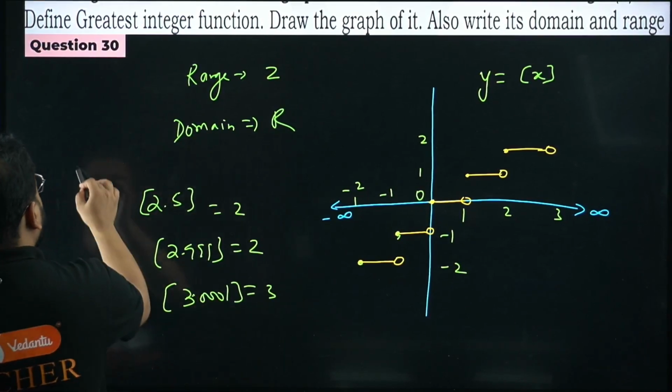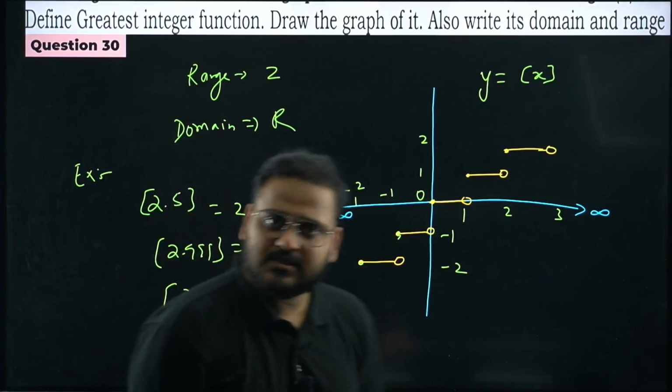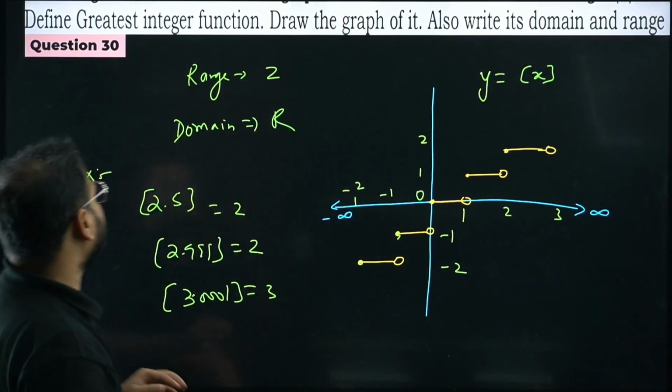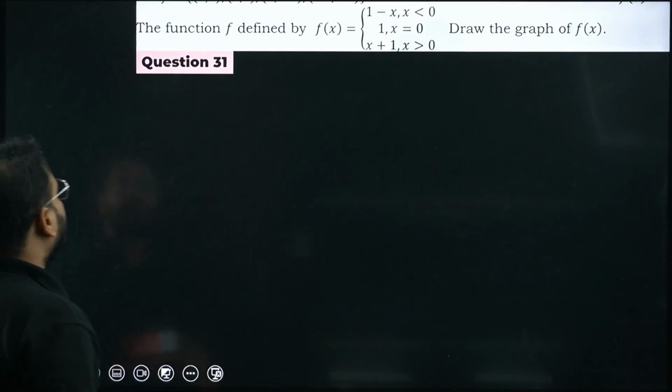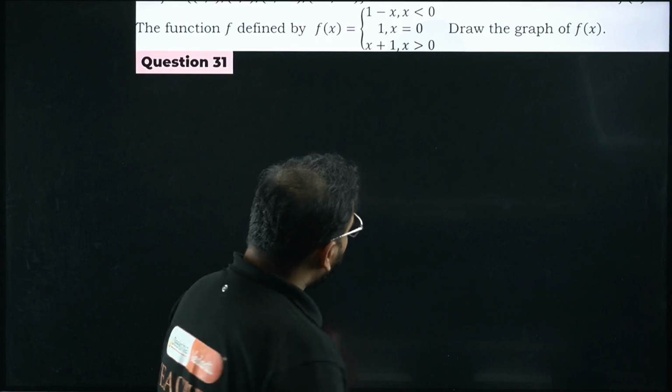These are the examples. Please check. This is done, this is clear. Let me know if you have a doubt in question number 30. Let's move on to question number 31 now. The function f is defined by f(x) equals 1 minus x when x is less than 0.